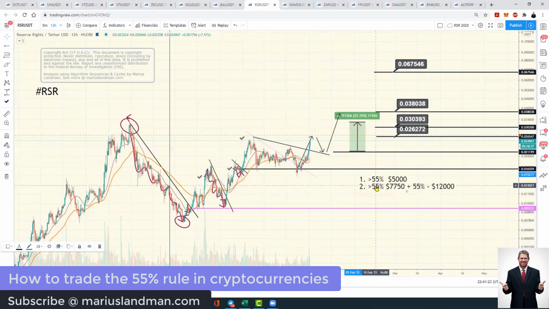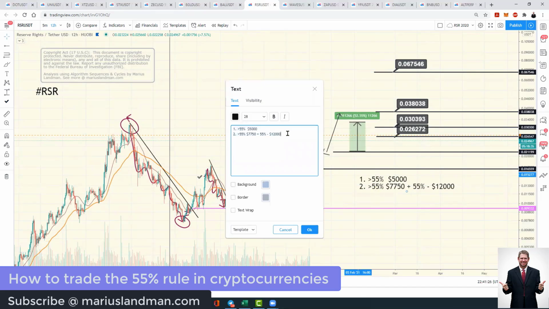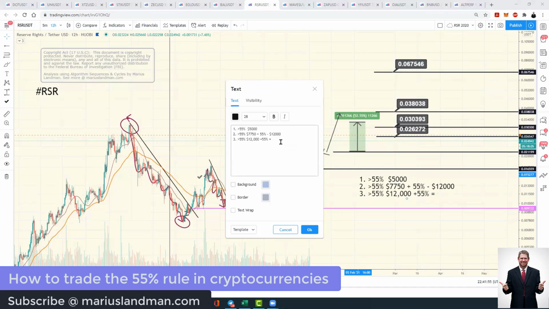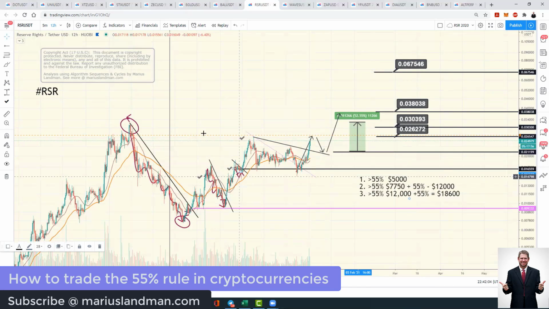Now let's add this here. Because remember, you started with $12,000 with your second run. You trade 55%. You started with $12,000 plus 55%, let's work that out. Remember, I'm just rounding off the numbers here. So we start here with $12,000 plus 55% gives you 18,600. Let's put that in. From 5,000, you're back to 18,600. There it is.